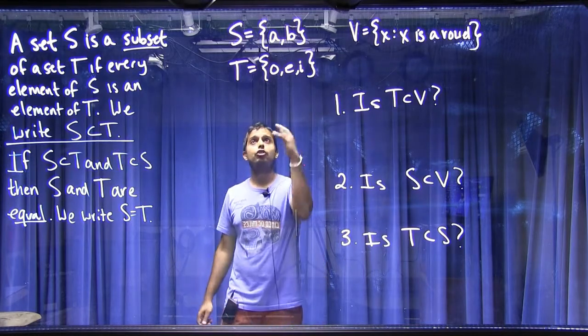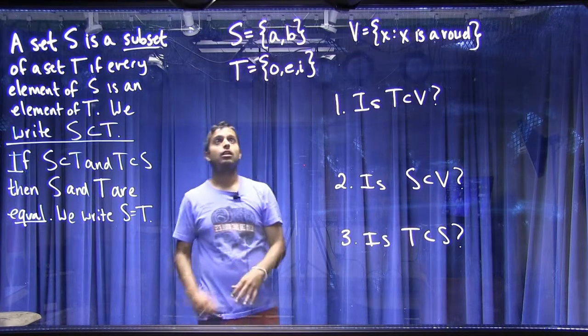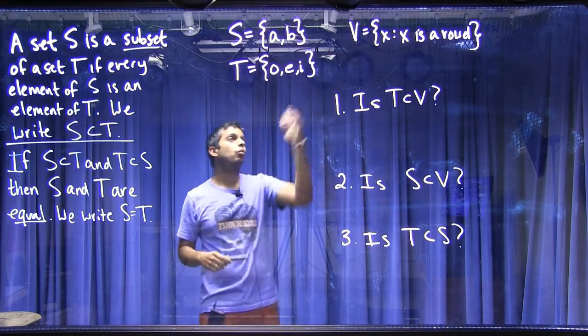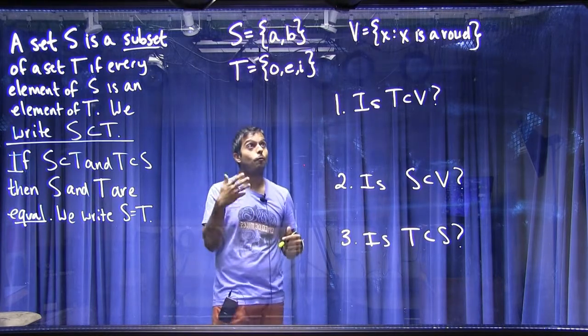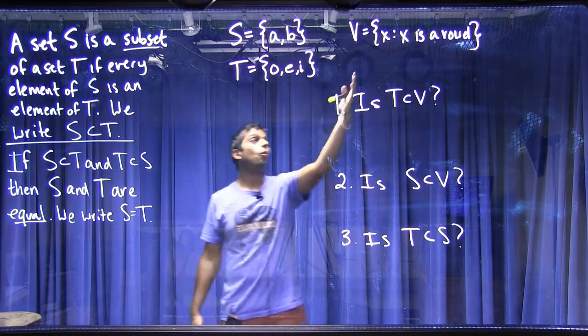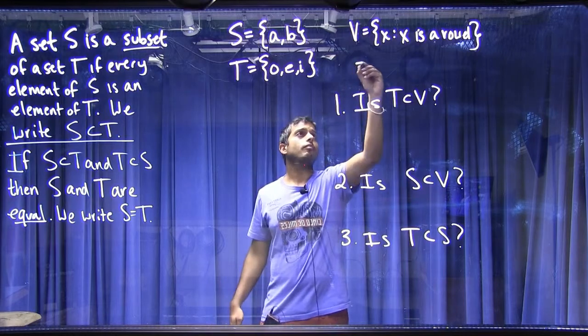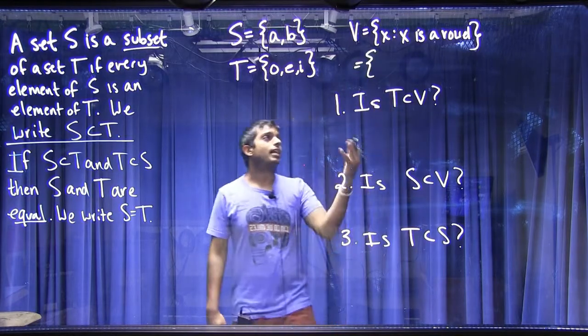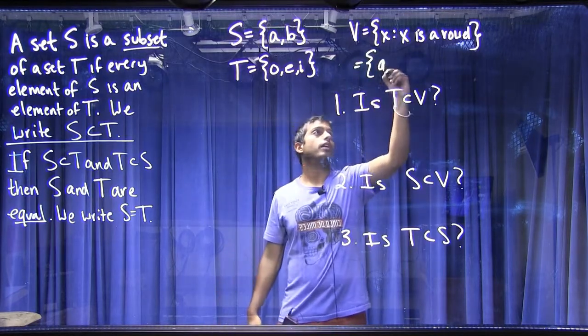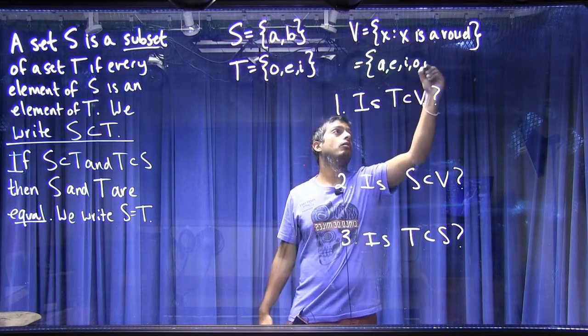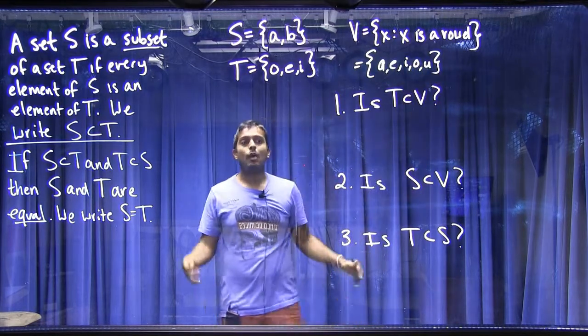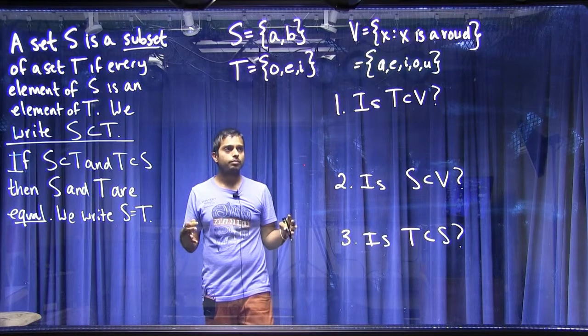So I've written down two sets in list notation, S and T, and then I've written down one set in set builder notation. So V is the set of all X, where X is a vowel. So let's write that as a list. And so we just have to write down all of our vowels here. So A, E, I, O, and U. And now we can attack these subset problems.